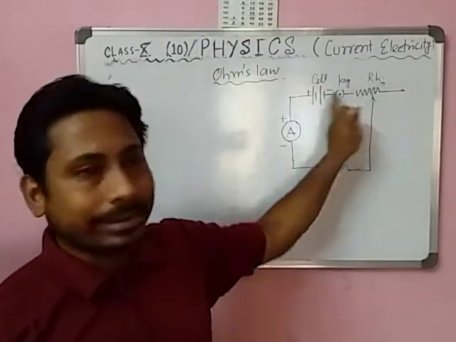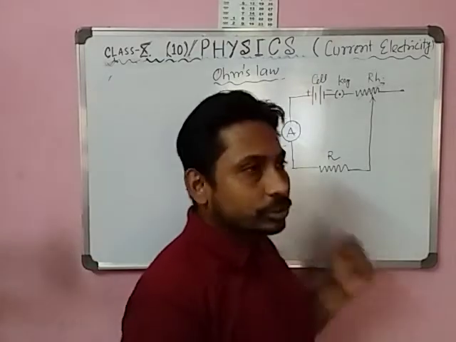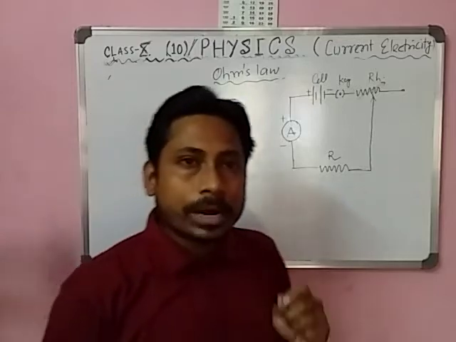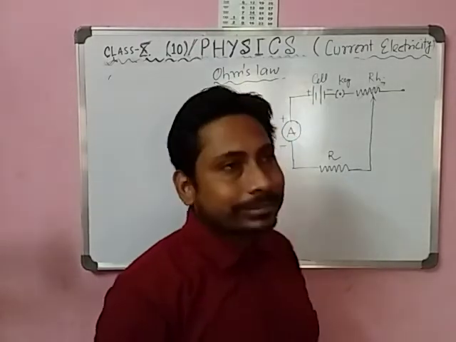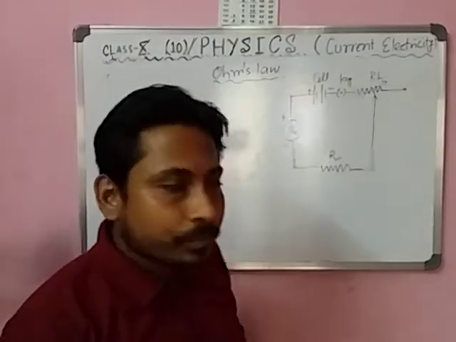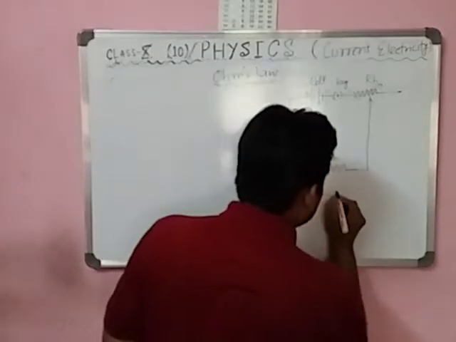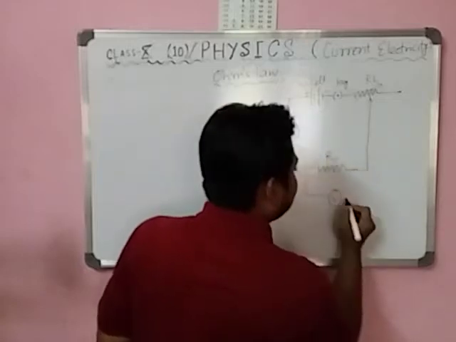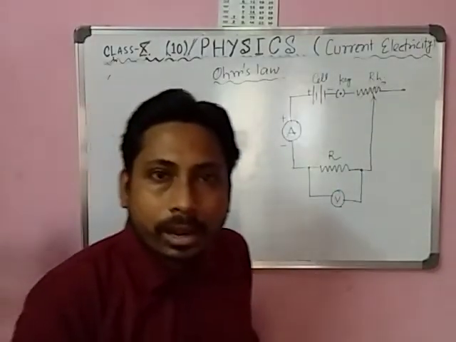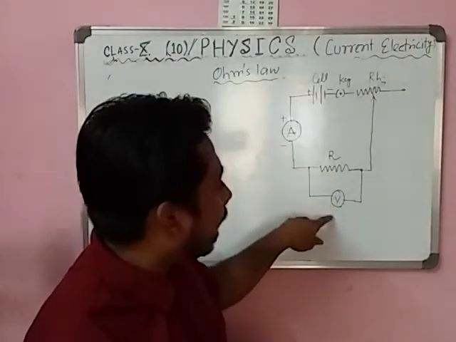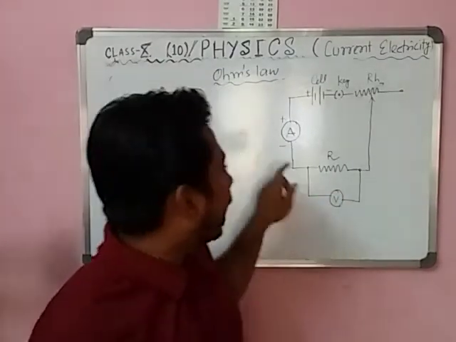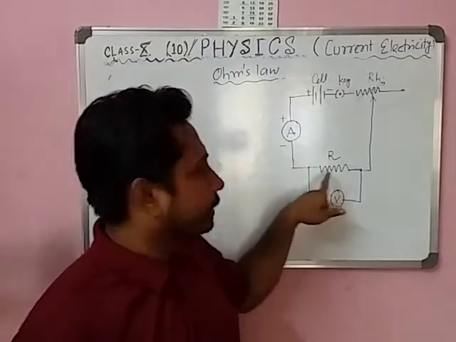There is a slider. This slider is called the jockey. By adjusting the jockey, you can adjust the resistance. One more thing, students, you have to attach a voltmeter to get the potential difference across the resistance. For that, we use a voltmeter, and you can see this voltmeter is connected across the resistance. Across the resistance means parallel. So R and V are attached in parallel, and the ammeter is attached in series.